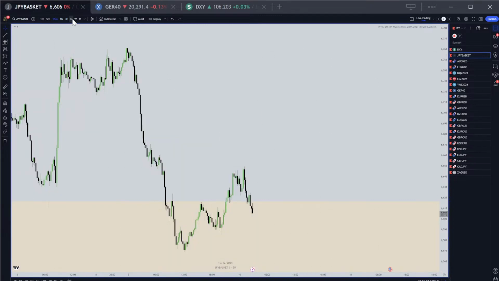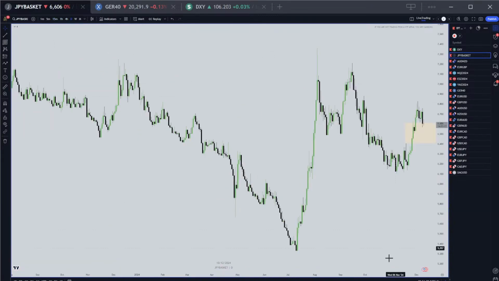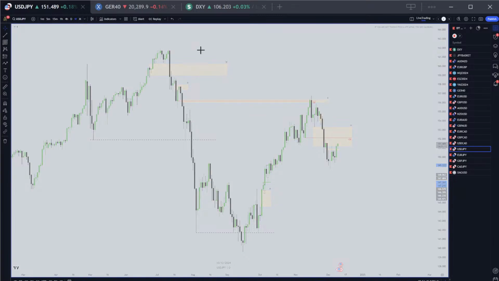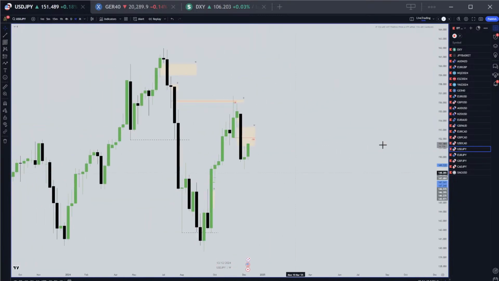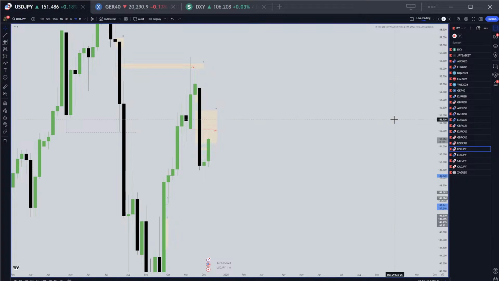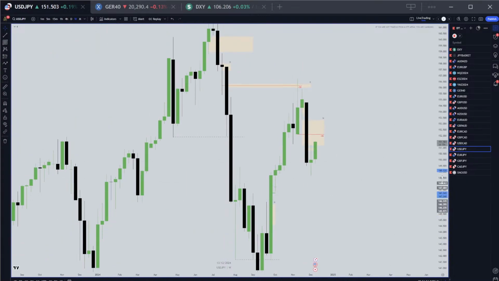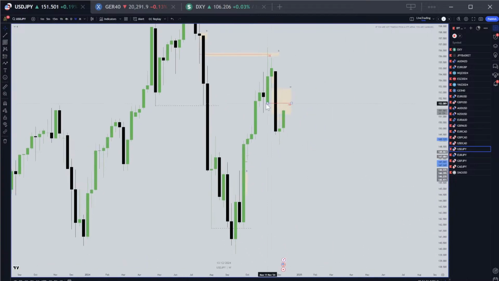Let me take a look at how the JPY pairs look like. See if I can find a nice trade idea. Well, with the potential lower buys on DXY, this is actually one of my favorites. Shorting, use JPY, weekly order block for value gap towards here.